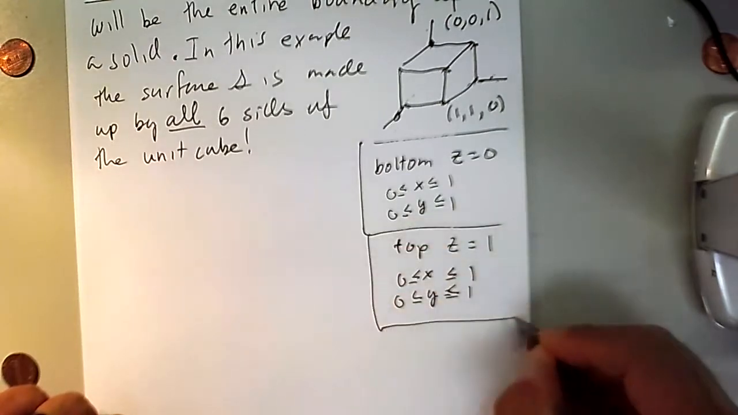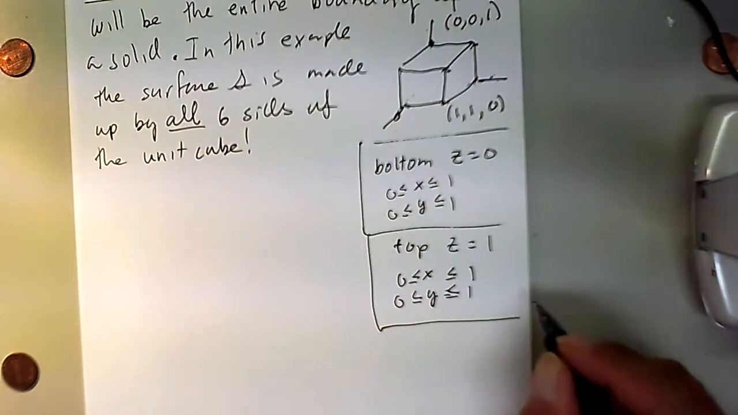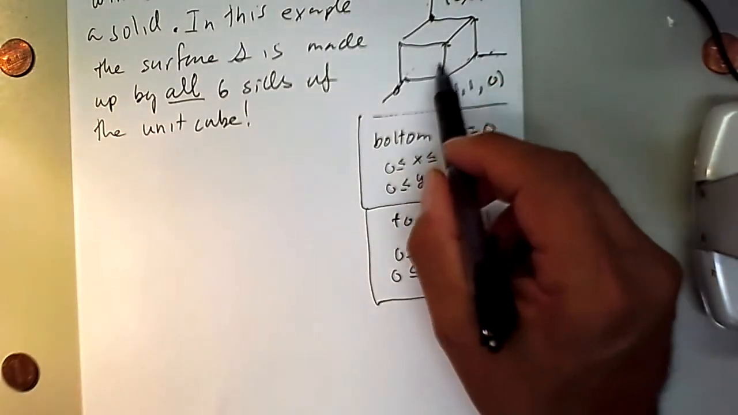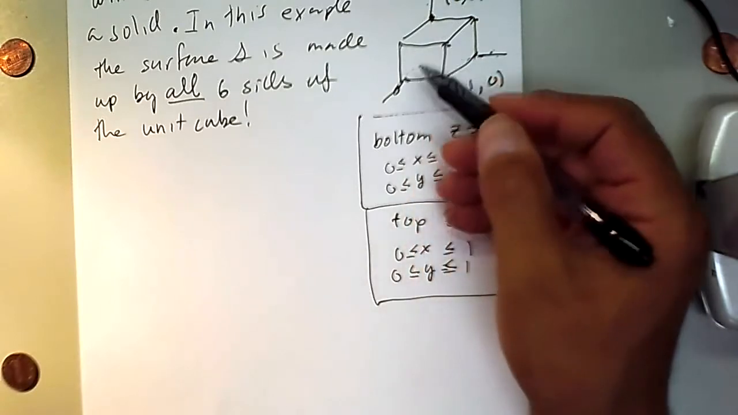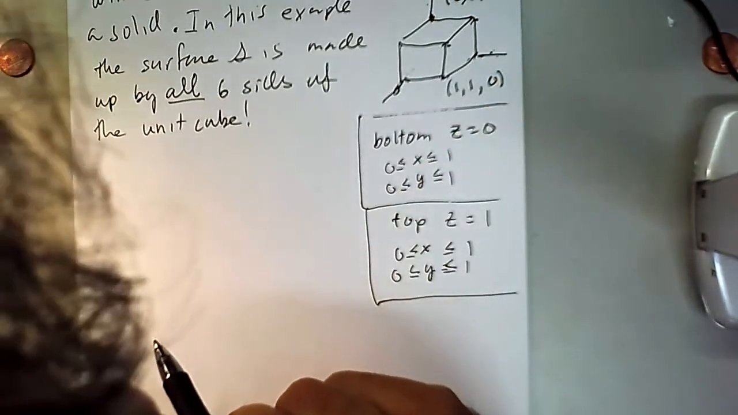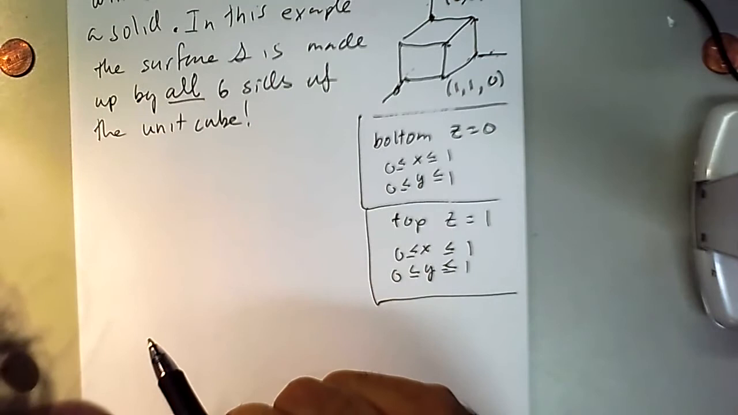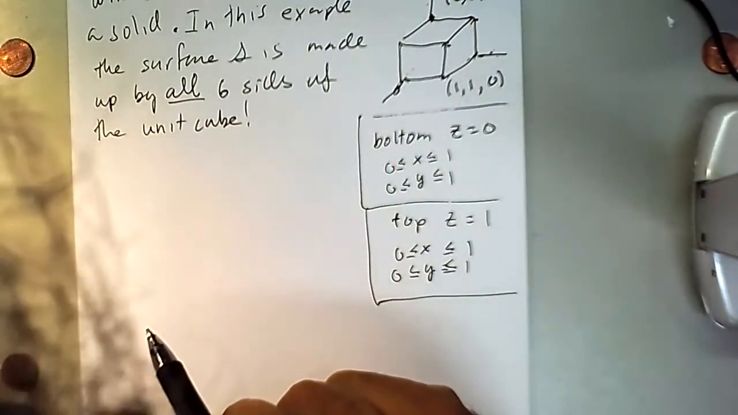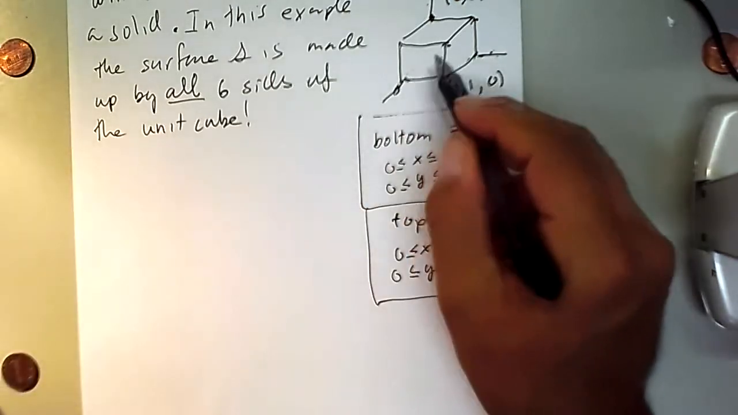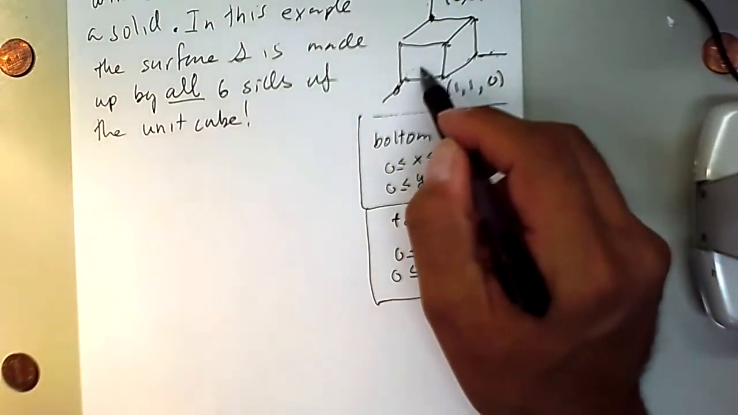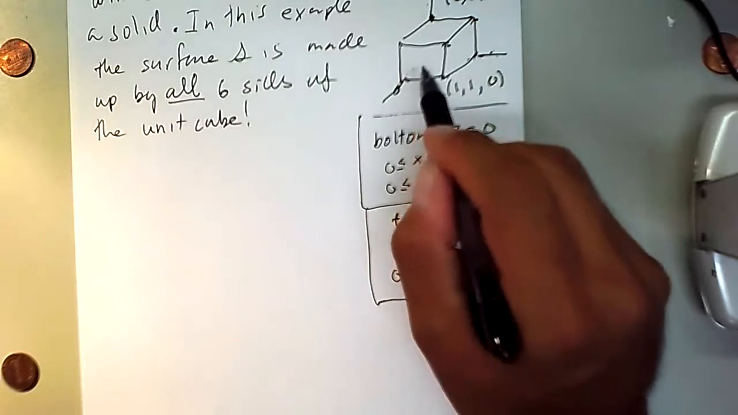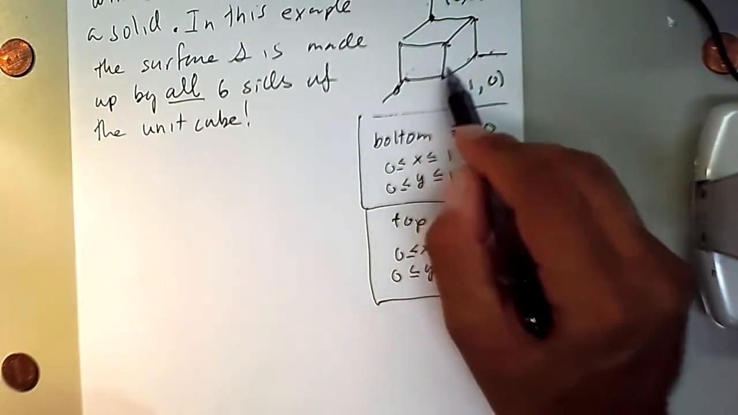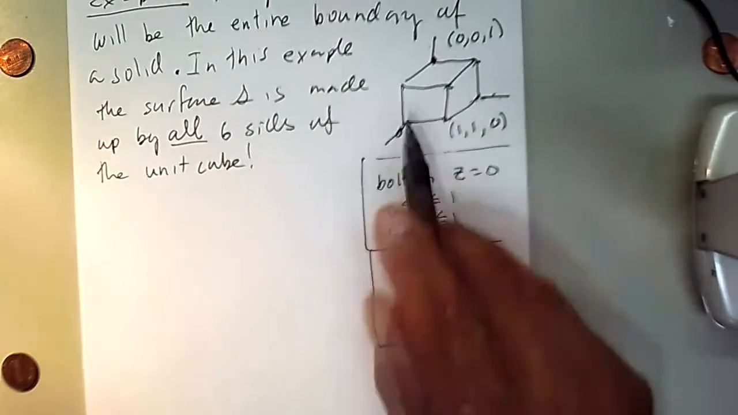Okay, so that's 2 out of 6 faces. We have to do this for every face. All right. On the front and the back and the sides, z varies. This is one of those cases where we have to parameterize the walls, the sides of this cube.